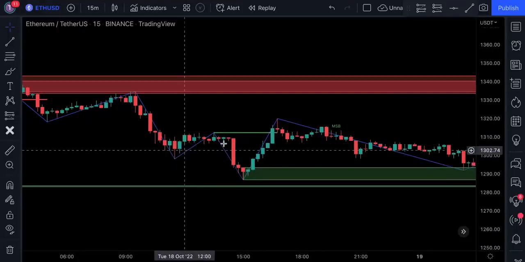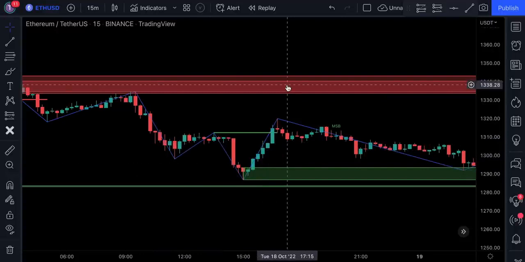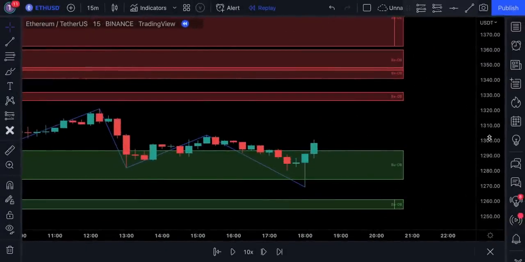And finally, we have these order blocks. These areas can be used as support and resistance. In this strategy though, we're going to be using these areas to enter long and short trades. So the rules for entering a long trade are as follows.